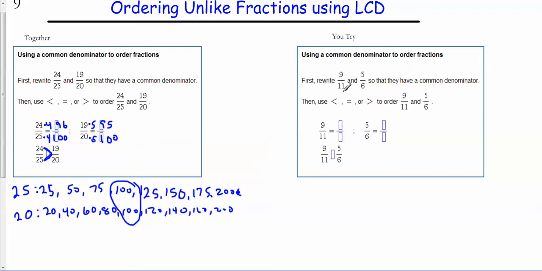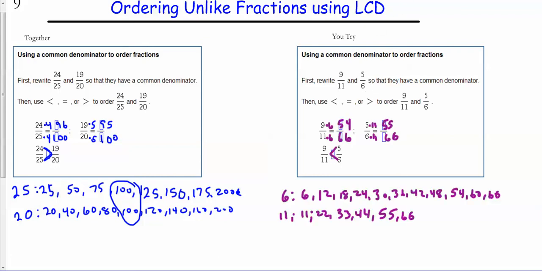Remember, the worst case scenario, I list the first 6 multiples of 11 and the first 11 multiples of 6. Hopefully there's one smaller, but there should not be one greater. Okay, so give the video a pause and give it a try. So here I had 66 as the least common denominator. So I wrote 66.